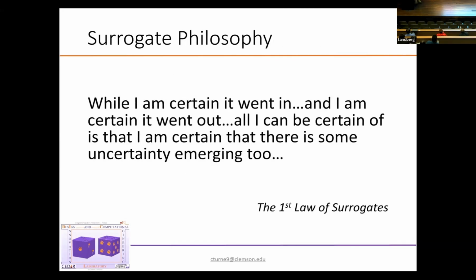So this led us to the first law of surrogate models, that while I'm certain it went in and I'm certain it comes out, all I can be certain of is that I'm certain there's some uncertainty going into this as well. So how are we going to deal with some of the uncertainty issues that are present within the data we want to process?